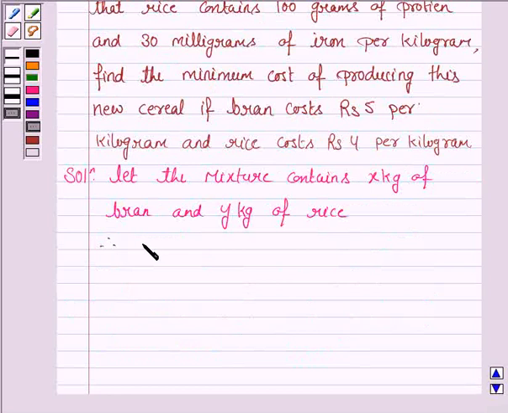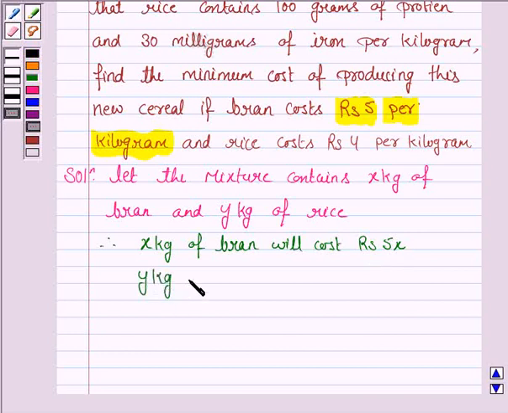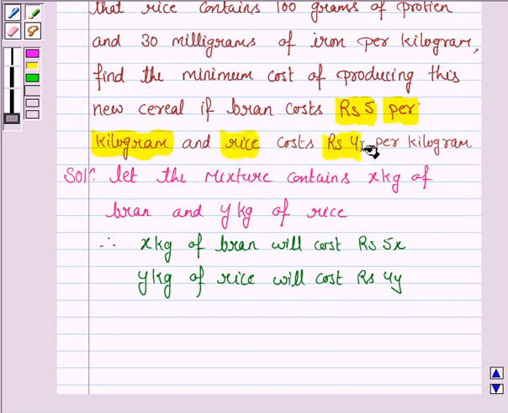Therefore, x kg of bran will cost rupees 5x, as we are given that bran costs rupees 5 per kilogram. And similarly, y kg of rice will cost rupees 4y, as rice costs rupees 4 per kilogram.